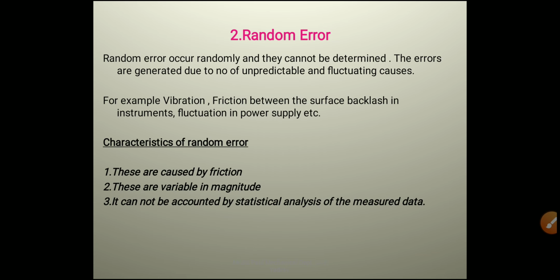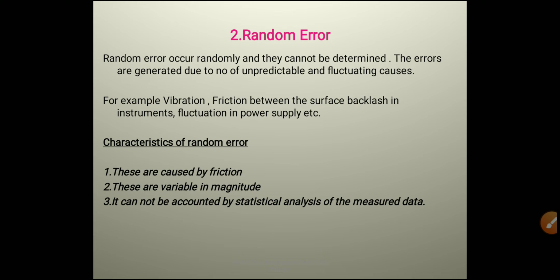Coming to the last major type of error, that is random error. As the name indicates, it is random, so it is unpredictable and fluctuating. So let us see how exactly the random error occurs. A random error occurs randomly and cannot be determined. The errors are generated due to a number of unpredictable and fluctuating causes. For example, vibration, friction between the surfaces, backlash in instrument, fluctuation in power supply, etc.